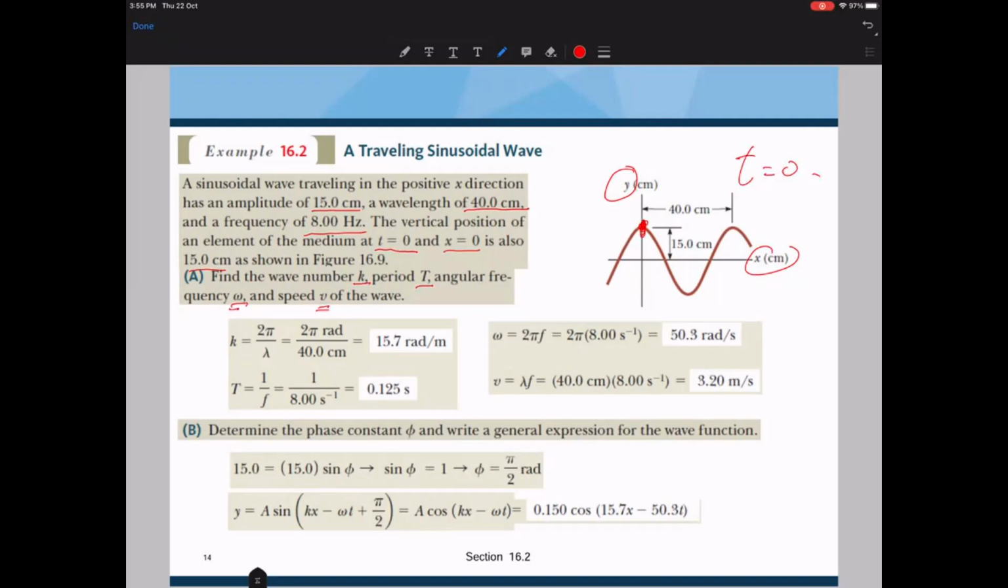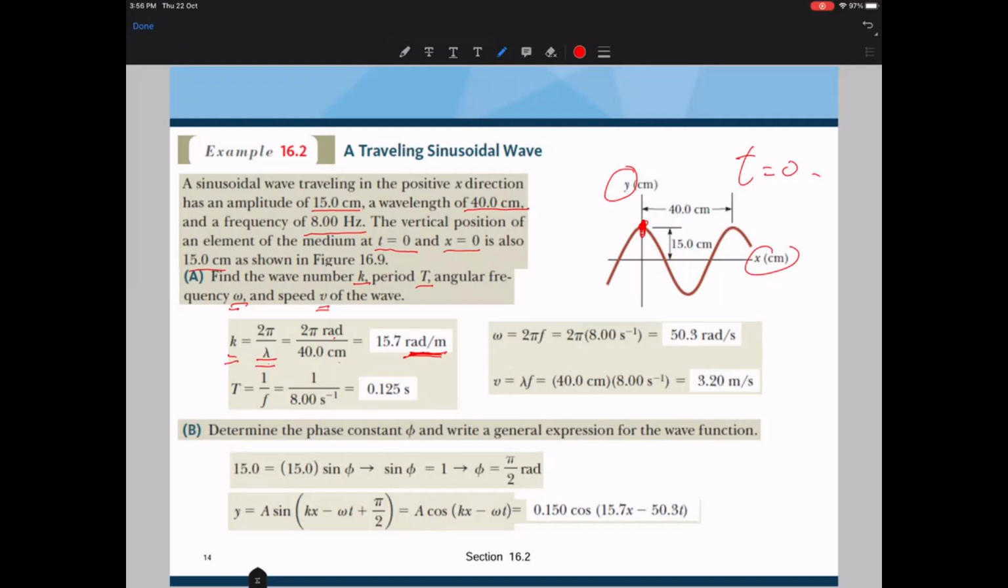To find out the k, you just have to go back to the equation, 2 pi over lambda. And the unit of the k is radian per meter, because the 2 pi corresponds to an angle in the unit of radian. And lambda is the wavelength, which has an SI unit of meter. So radian per meter is the unit of the wave number.